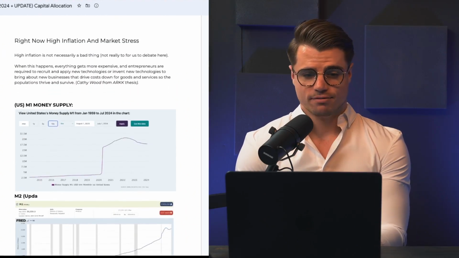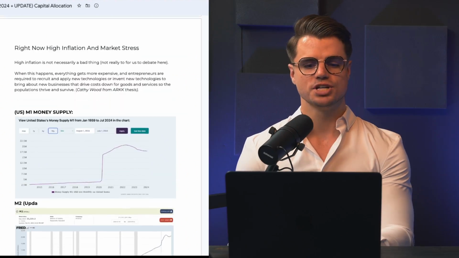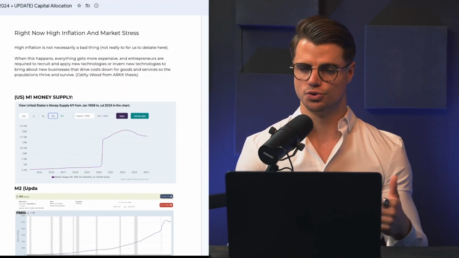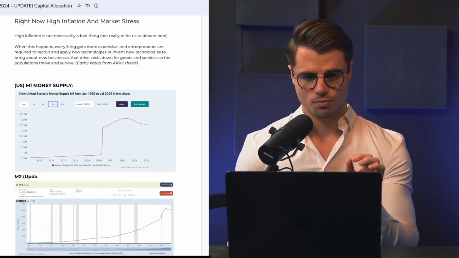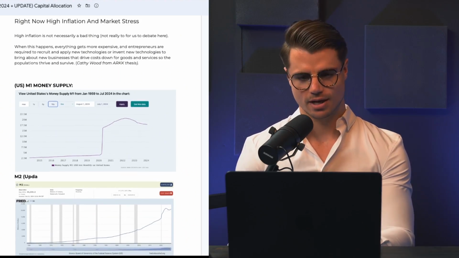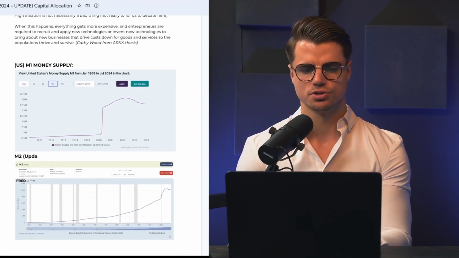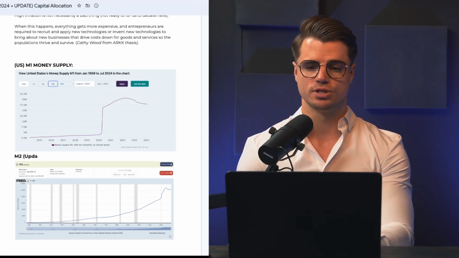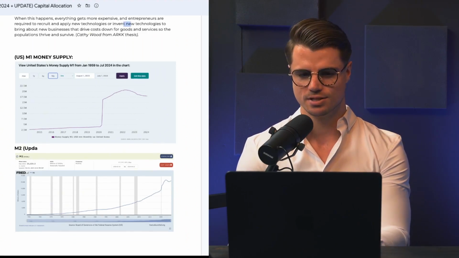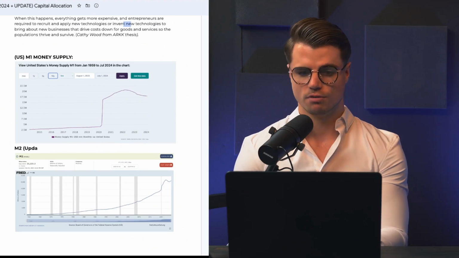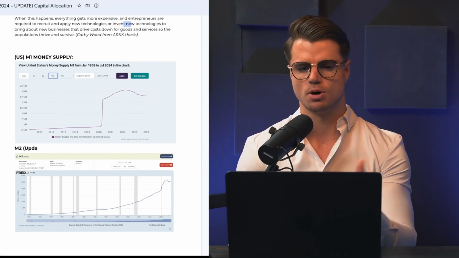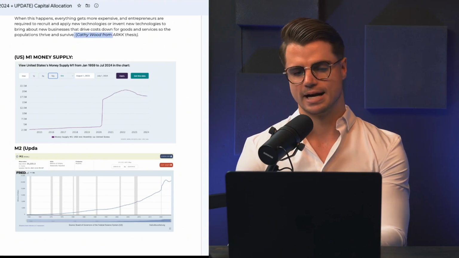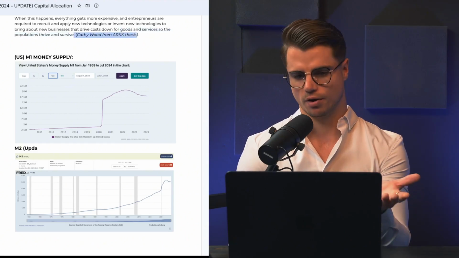Right now, we have high inflation and market stress. High inflation is not necessarily a bad thing, and again, I am not really here to debate that. However, when this happens, everything gets more expensive, and entrepreneurs are required to recruit and apply new technologies, or invent new technologies, to bring about new businesses that drive costs down for goods and services so that populations can thrive. I would highly recommend checking out Kathy Wood, badass lady, and reading her ARK thesis.